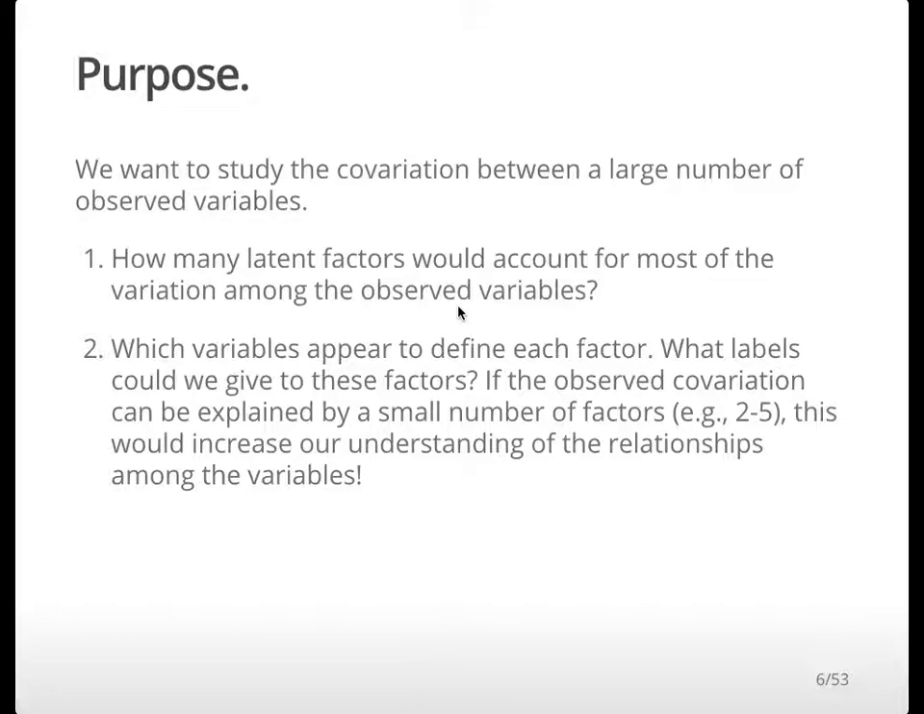And the idea behind this is that if the observed covariation, again, think of your health questionnaire, is explained by 2 factors, for example, like depression and anxiety, then you're able to use those to better explain subsequent behavior or subsequent variables. And so basically, the goal is to reduce the complexity and increase your understanding.